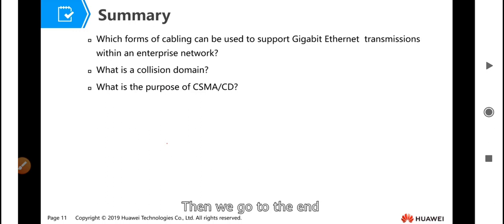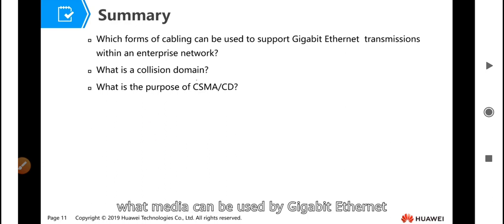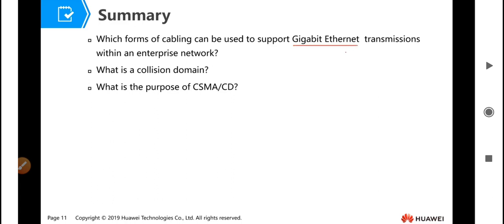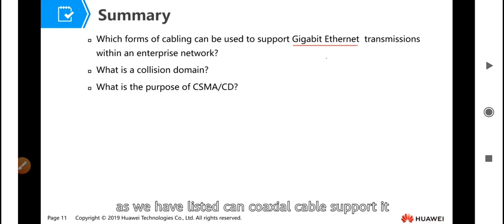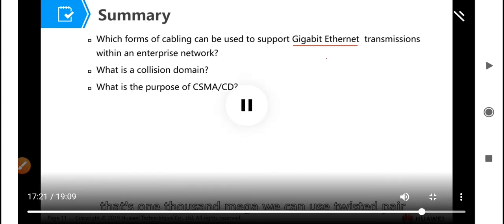And then we go to the end. Of course, there are three questions. First, what media can be used by gigabit Ethernet? As we have listed, can coaxial cable support it? No, coaxial cable can only support 10 mega.